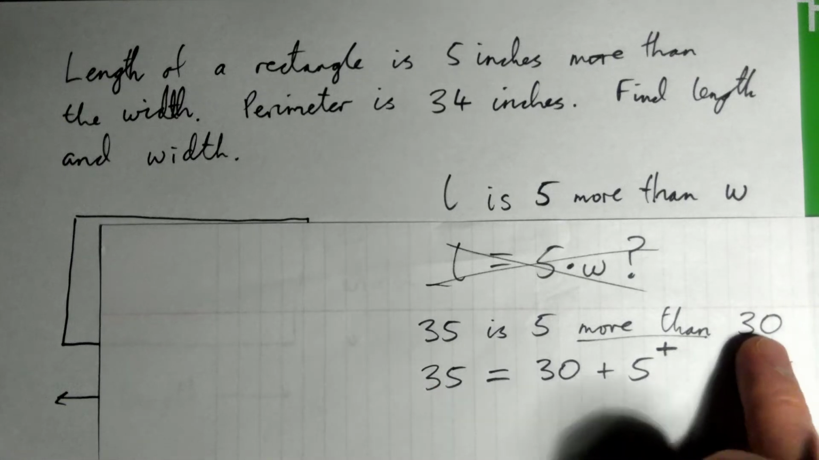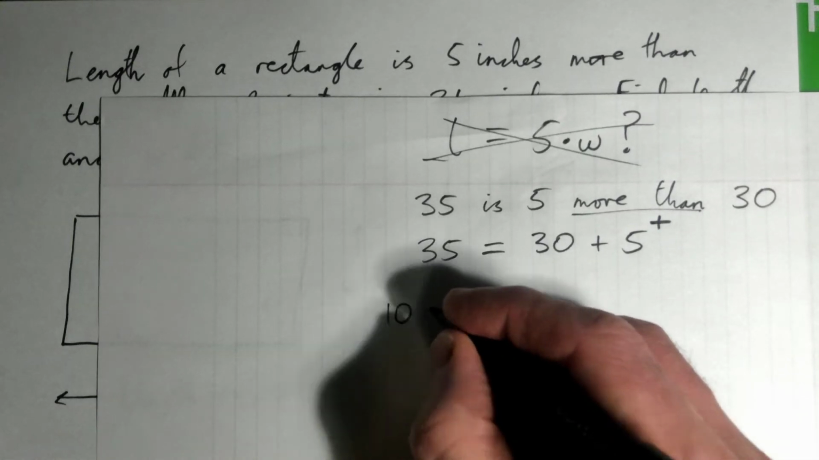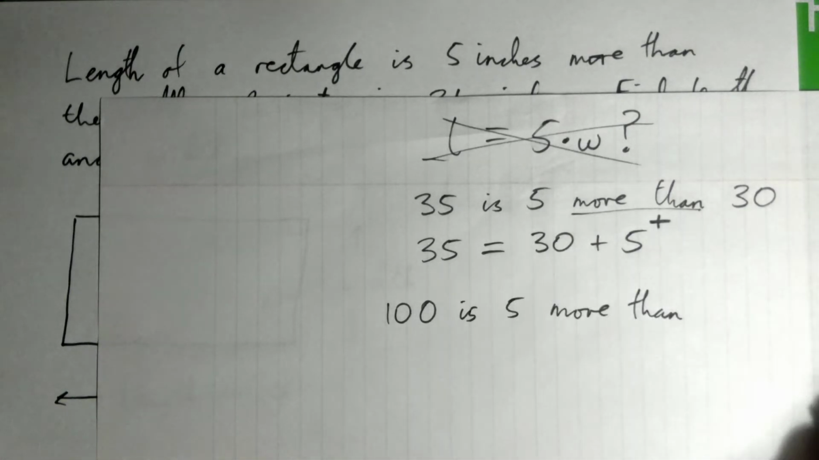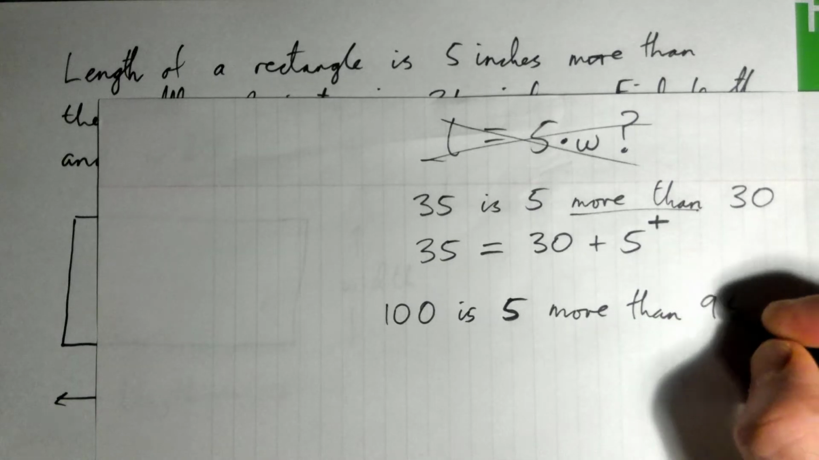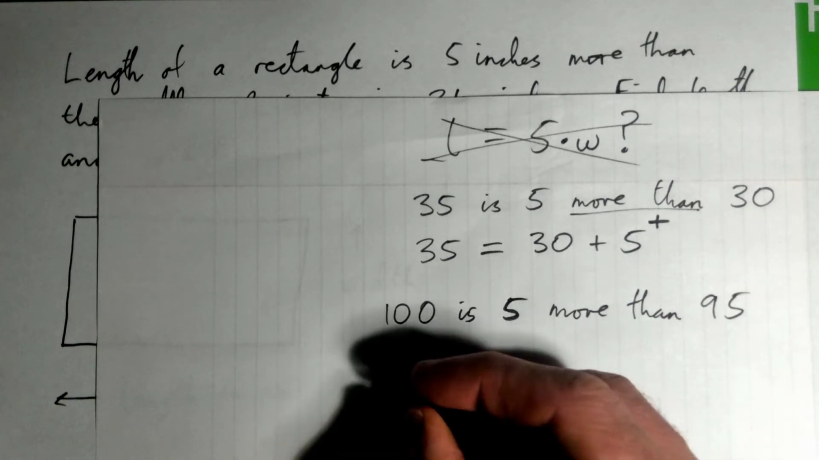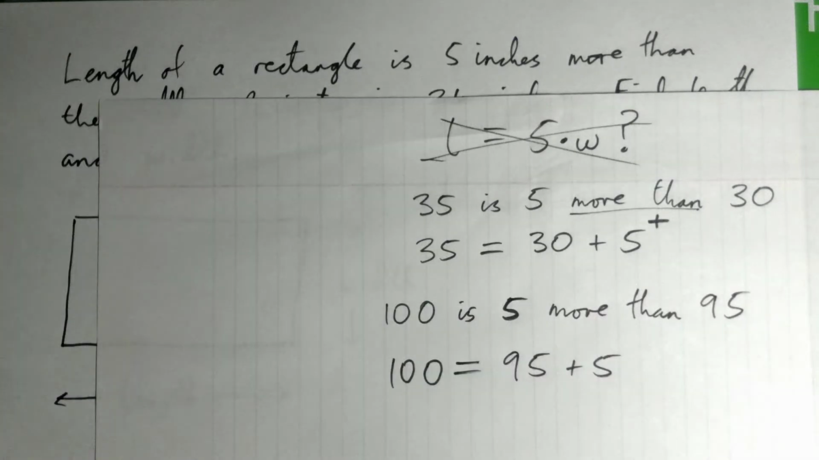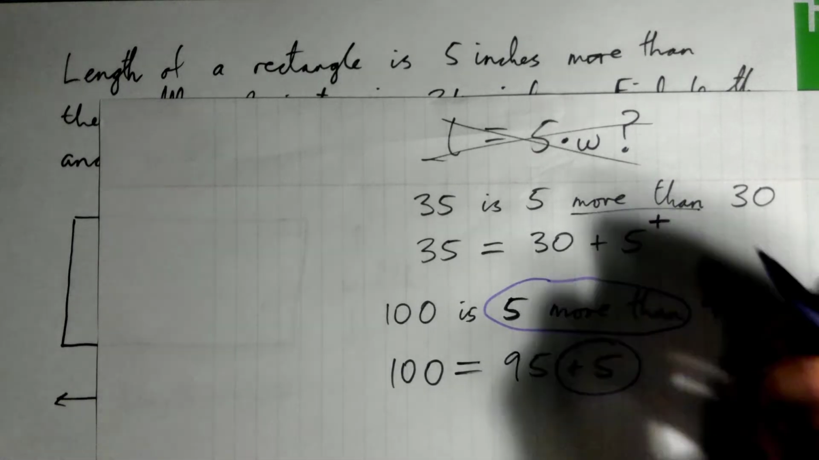Once again, look what happens when we plug in numbers we understand. It all makes sense. Just for fun, turn this into an equation. 100 is 5 more than what? Good job. Turn that into an equation. Right, so 100 equals 95 plus 5. So again, we see that 5 more than is the same thing as adding 5, isn't it?